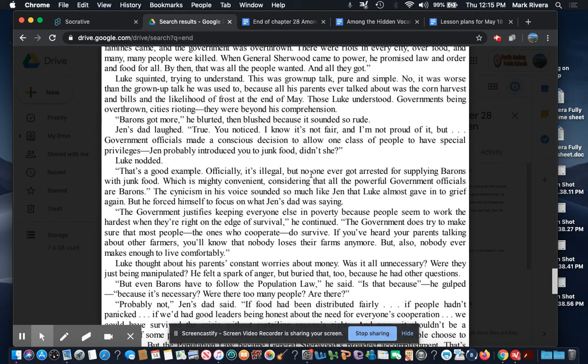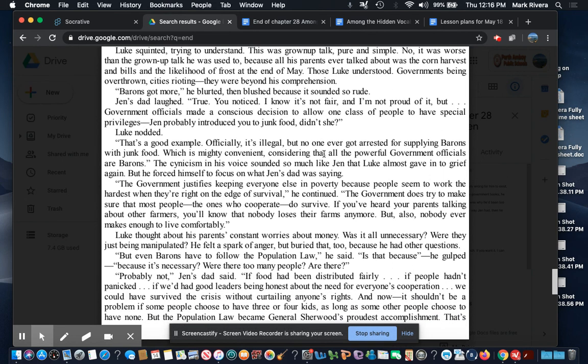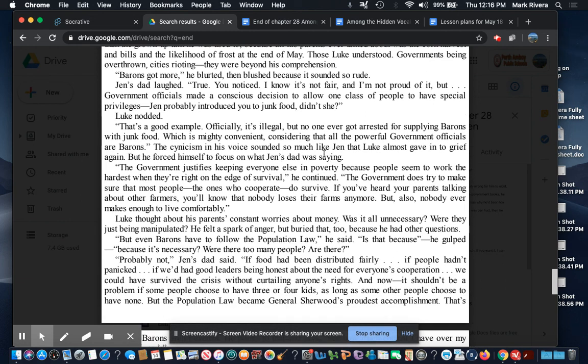Luke squinted, trying to understand. This was grown-up talk, pure and simple. No, it was worse than grown-up talk. He was used to it, because all of his parents ever talked about was corn harvest and bills and the likelihood of a frost in the end of May. Those Luke understood. Governments being overthrown, cities rioting, this was beyond his comprehension. "Barons got more," he blurted. Then he blushed because it sounded so rude. Jen's dad laughed. "True. You noticed."